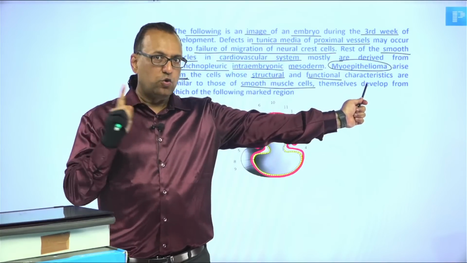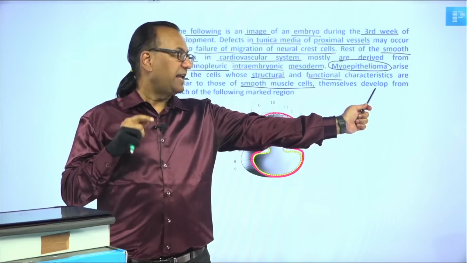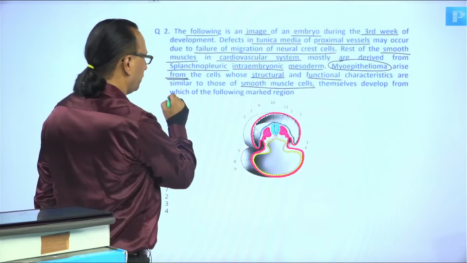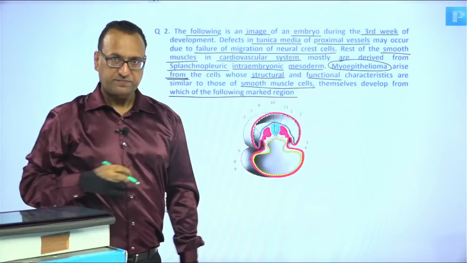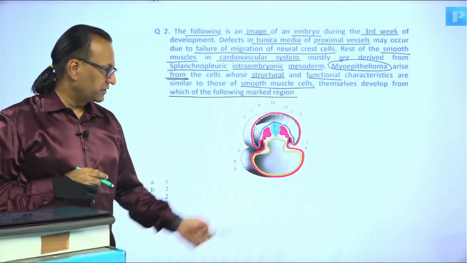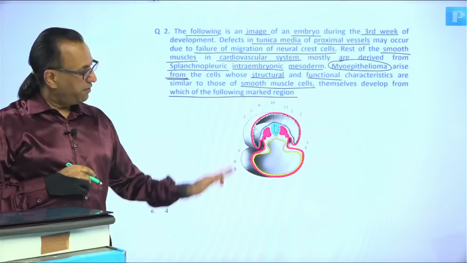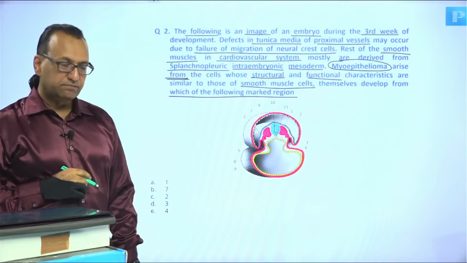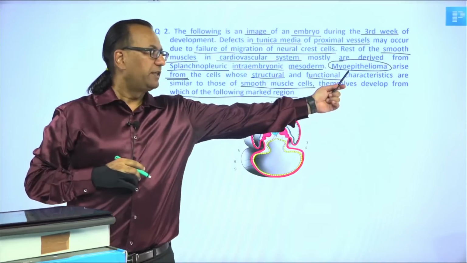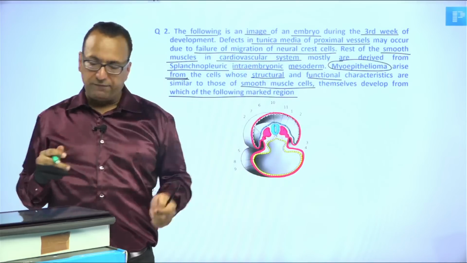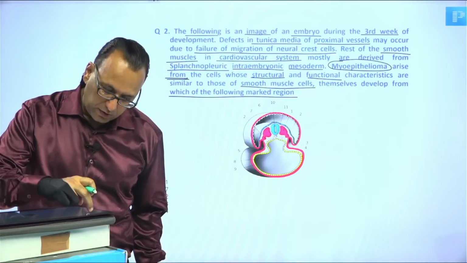Myoepitheliocytes are not smooth muscle cells, but they behave like smooth muscle cells. Where do they come from? That is the question. Which of the following marked regions? And you see in this diagram, I'll magnify it, a lot of numbering is given. Before we talk about these numbers, before we talk about myoepitheliocytes giving myoepithelioma, let us just briefly revise our embryology.